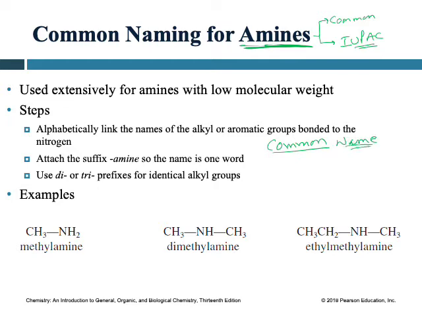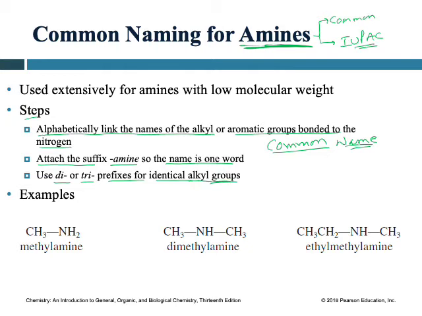So how do you name an amine as a common name? Let's go to the steps. First, you have to list alphabetically the names of the alkyl and aromatic groups bonded to the nitrogen atom. So that means you have to see how many alkyl groups are attached to the nitrogen atom and what their alphabetical order is. Second, attach the suffix amine so that the name is one word. So your ending word for any amine containing compound is always amine whenever you name, and use the di or tri prefix if you have more than one identical alkyl group attached to it.